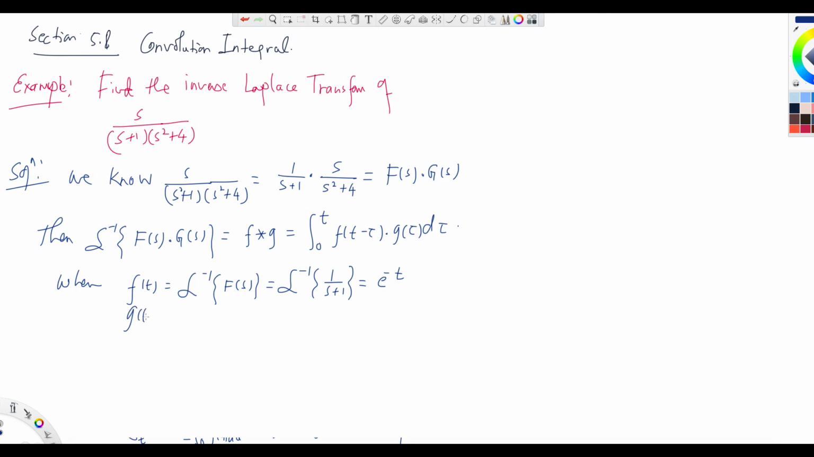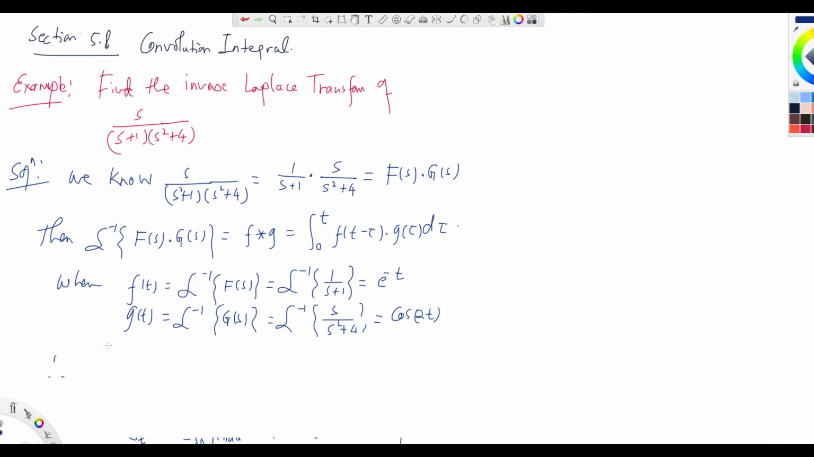Similarly, g(t) will be the inverse Laplace transform of G(s), so that will be the inverse Laplace transform of s over s square plus 4. So how much is that? It is cosine, so this is basically cosine 2t. Because the Laplace transform of cosine at is s over s square plus a square. Since it is s over s square plus 4, a is basically 2. So it is cosine 2t.